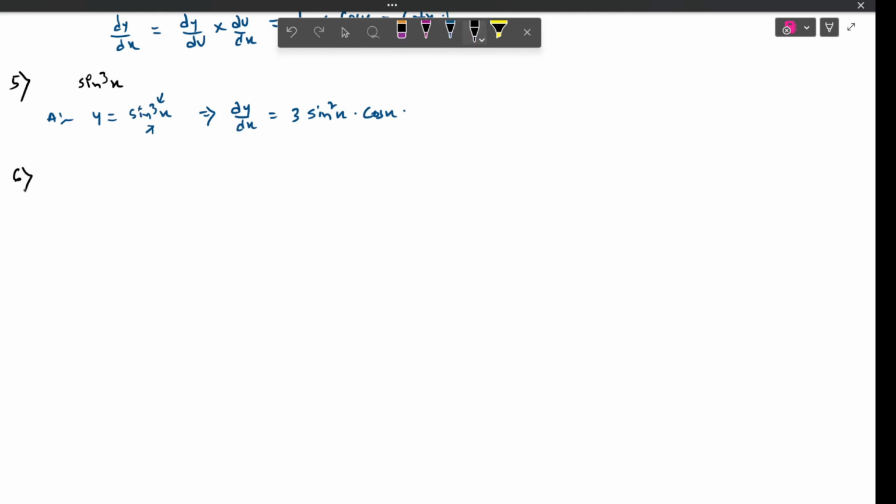Question number 6. We have to find the differentiation of e to the power x sin x. Now let's assume y equals e to the power x sin x. Now if we assume that this whole term is x, then what would be the differentiation? e to the power x differentiation is e to the power x, right? Now what will be the differentiation of x sin x, right?